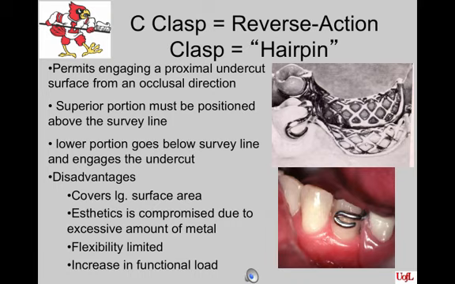The disadvantages of the reverse action or hairpin clasp are that it covers a large amount of surface area, therefore it becomes an oral hygiene problem. And because of this large surface area, it may not be very aesthetic on the patient. The flexibility of the clasp is really limited, even though it looks like it's very long and flexible, and the functional load is increased.